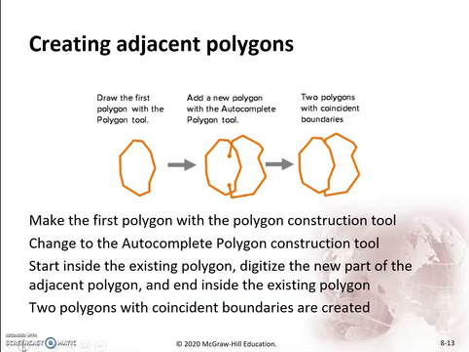While creating adjacent polygons, you make the first polygon with the Polygon Construction tool. Then change to the Autocomplete Polygon Construction tool. Start inside the existing polygon, digitize a new part of the adjacent polygon, and end inside the existing polygon. Two polygons with coincident boundaries are created this way.